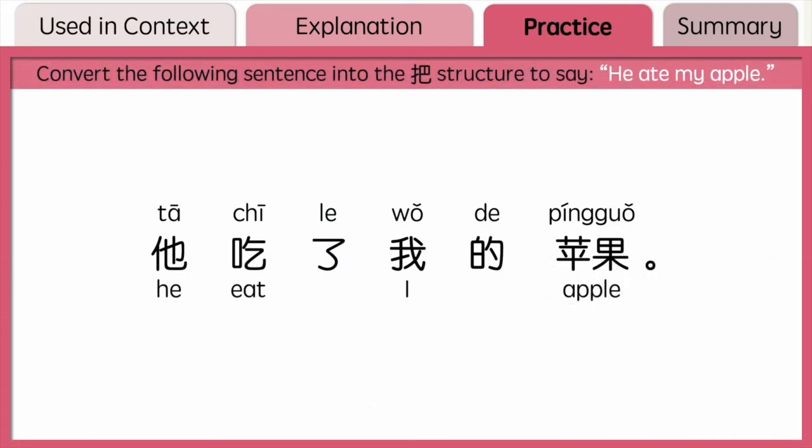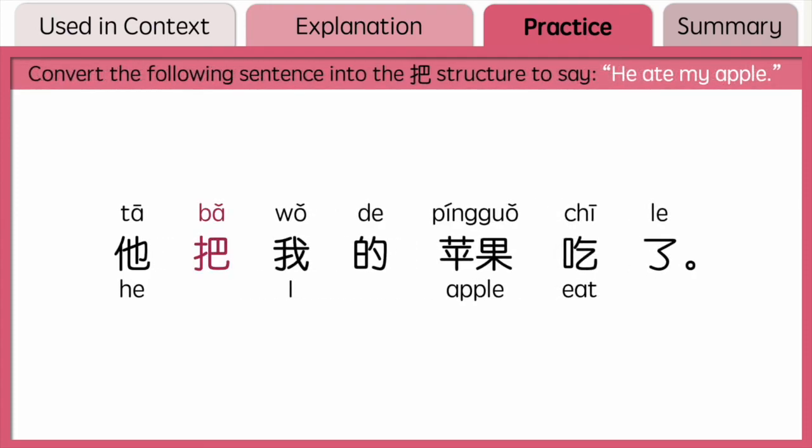Okay, now let's do some practice. Convert the following sentence into the 把 structure to say, he ate my apple. You can pause the video and think about it first. Yes, the answer is 他把我的苹果吃了。Again, please remember that you cannot allow the action verb to hang by itself at the end. You must add something after the action verb, even if it's as simple as the particle 了 as in this case.